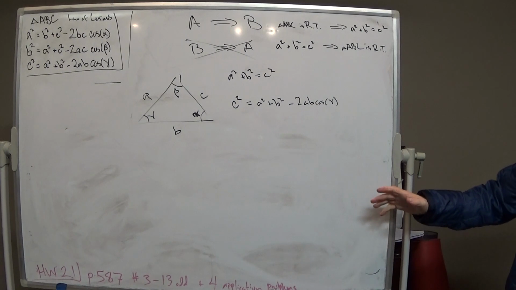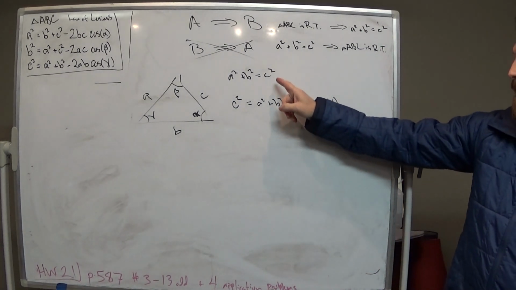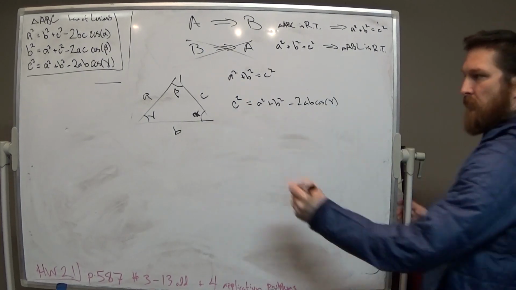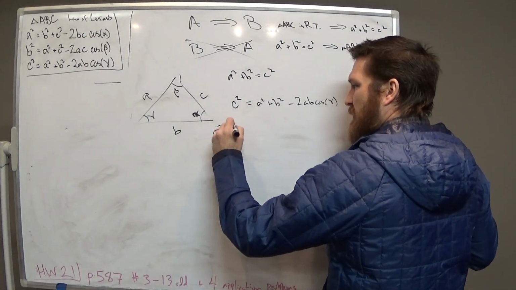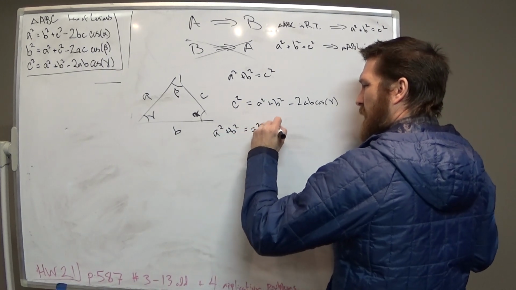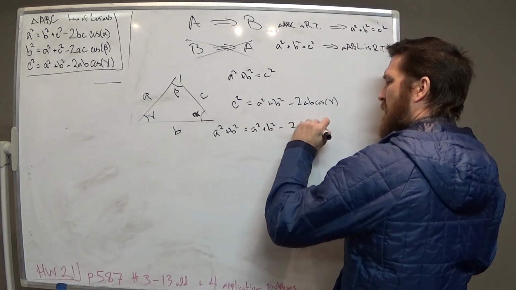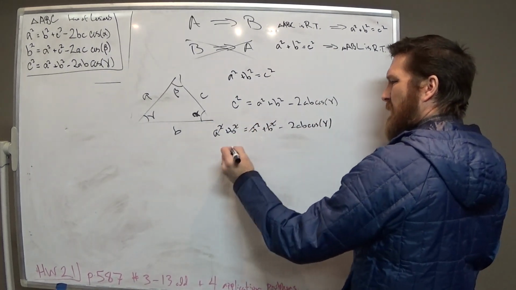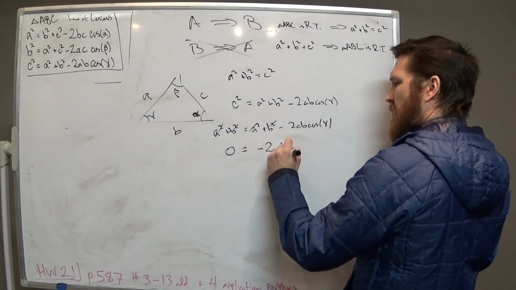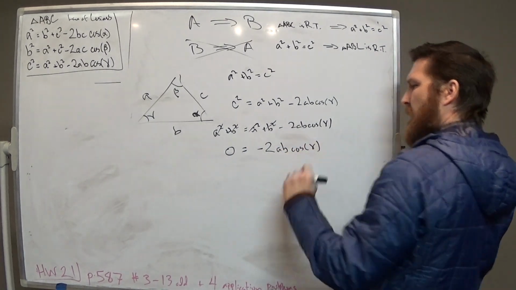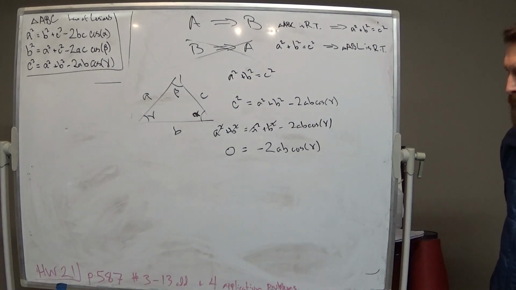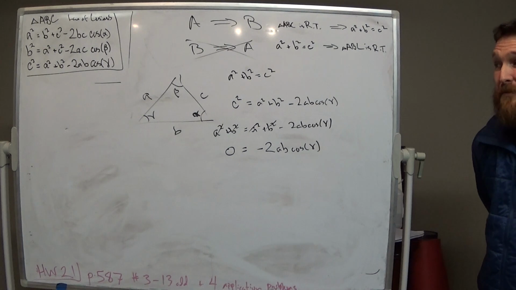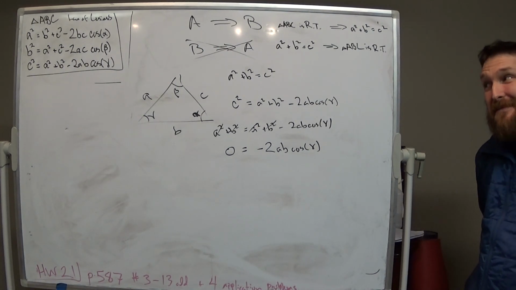But it's also true that C squared is equal to A squared plus B squared. So A squared plus B squared is equal to A squared plus B squared minus 2AB cosine gamma. Well, that cancels, and we get that 0 is equal to negative 2AB cosine gamma. Is A equal to 0? No. Can it possibly be 0? No, because then you wouldn't have a triangle.